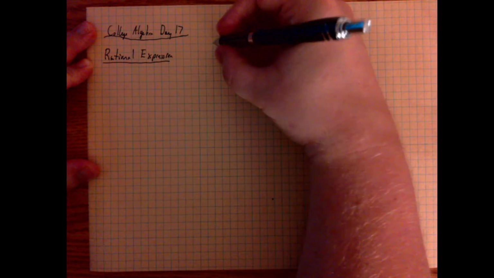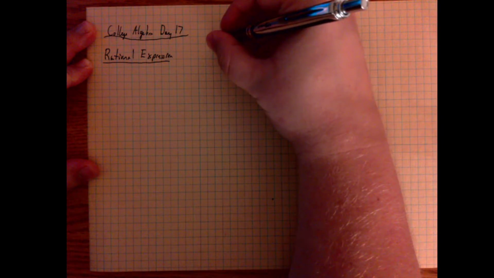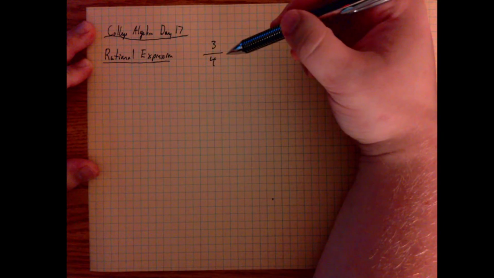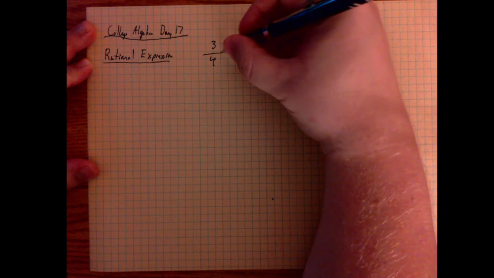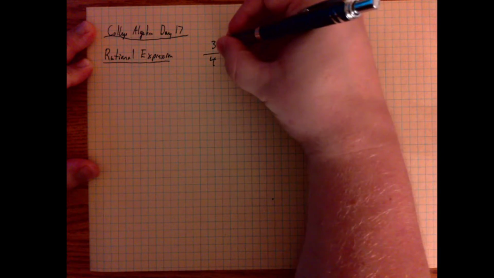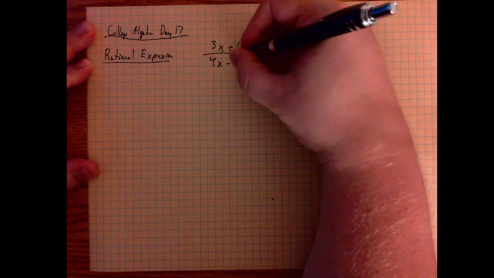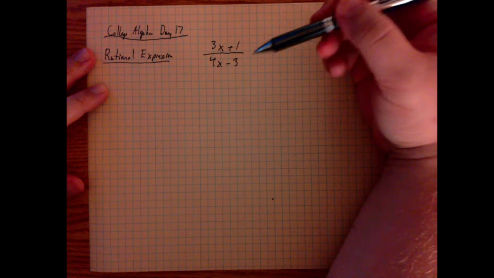Okay, today we're primarily dealing with something called rational expressions. Now, a rational expression is any function which contains a numerator and a denominator in the same expression. So, in many ways, something like 3 over 4 is rational because it's a fraction. However, a rational expression would be to include variables in these things. This is a rational expression.